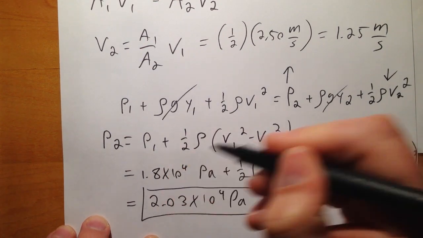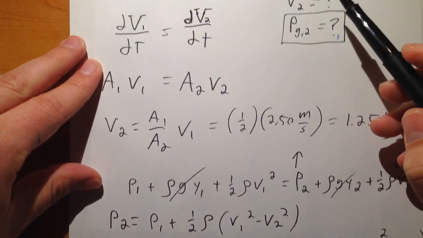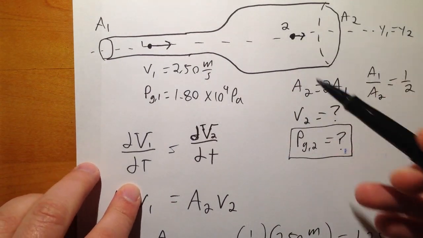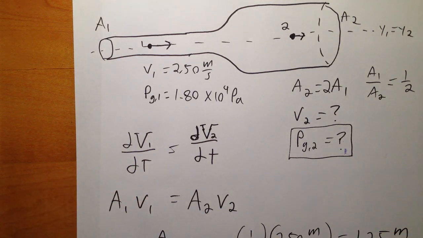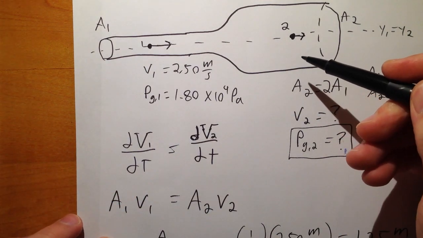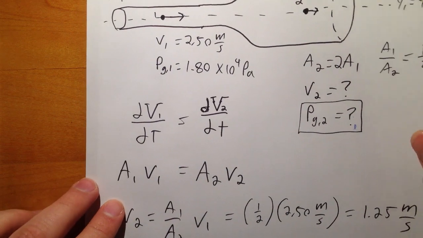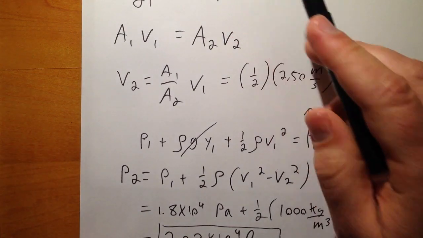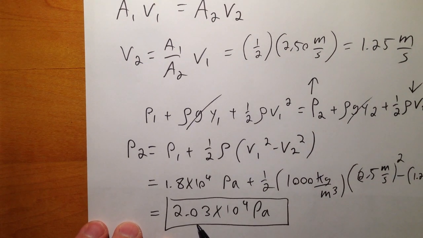So that's the answer they're looking for. The pressure at point 2 is higher than the pressure at point 1. The water slowed down, the kinetic energy went down, the energy had to go somewhere, it went into an increase in the pressure. So the pressure at point 2 is bigger than the pressure at point 1. The pressure at point 1 was 1.8 times 10 to the 4th pascals. At point 2, it's 2 times 10 to the 4th pascals.